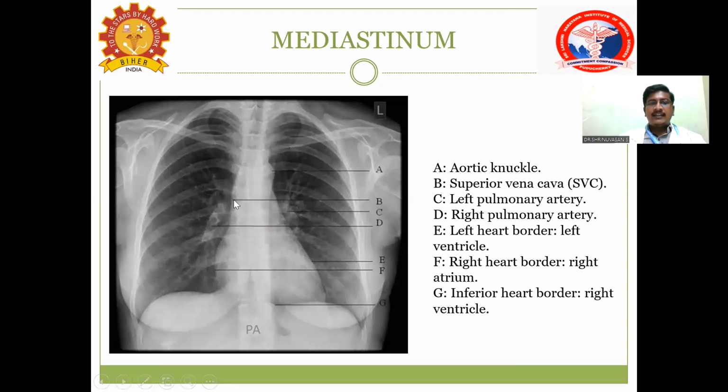And here, where the arch of aorta starts, just close to that, you can see the superior vena cava entering into the right atrium. And you can see the right hila, left hila, then right heart margin and left heart margin. Then you can see the inferior border of the heart here, which is placed over the central tendon of the diaphragm.